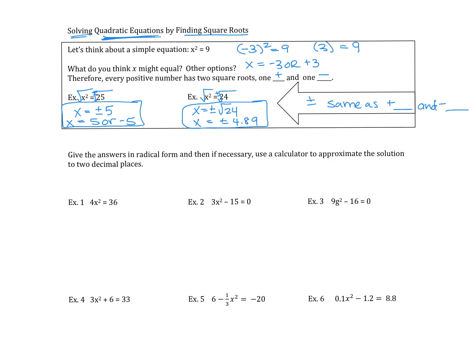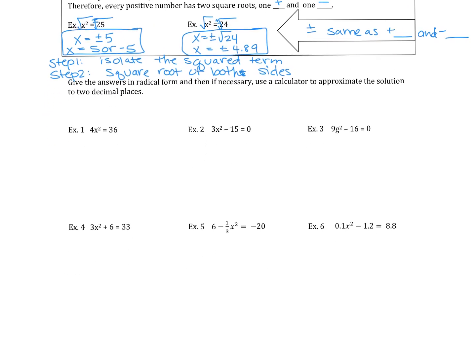So to solve these, your step 1 is always to isolate the squared term. So I want to get the squared term by itself, and then my step 2 is going to take the square root of both sides. Sorry about that. Square root of both sides. So let's look at these examples on this page. Let me move this up.